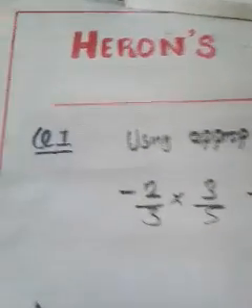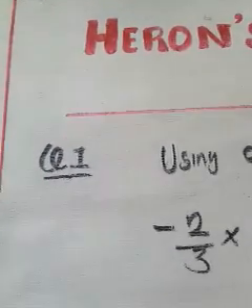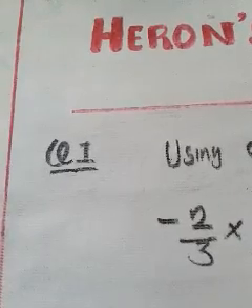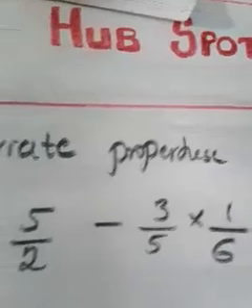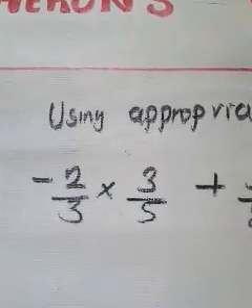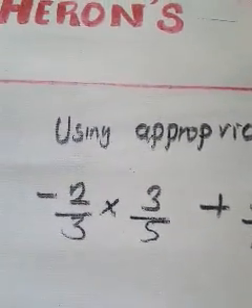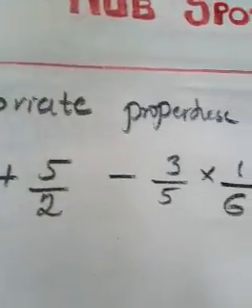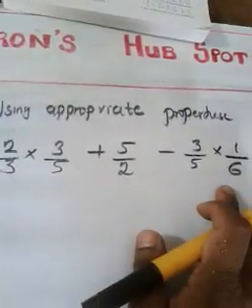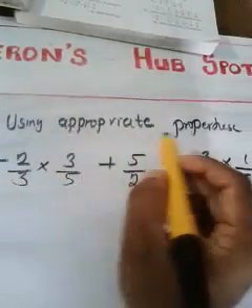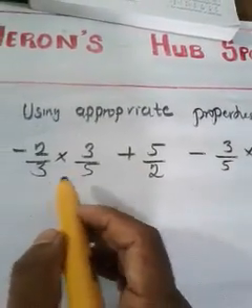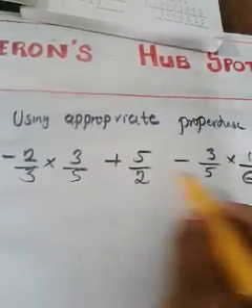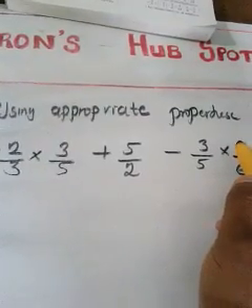Listen. I'm going to start from question number 1, exercise 1.1. Using appropriate properties, you have to calculate the value of minus 2 by 3 into 3 by 5 plus 5 by 2 minus 3 by 5 into 1 by 6. You can solve it in many different ways, but here we have to use some appropriate properties. I am going to explain how this problem can be solved by using appropriate properties. Are you following me?